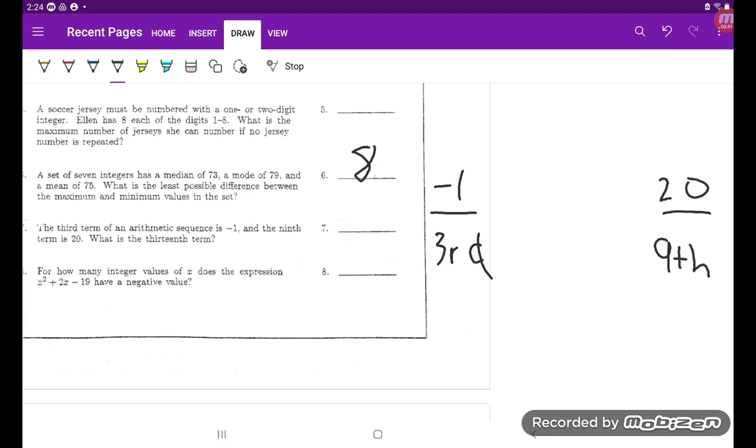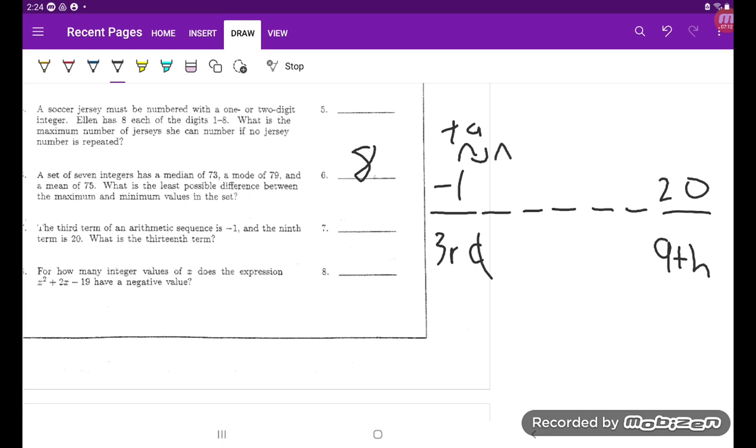So there should be, so that would be the 4th, 5th, 6th, 7th, and 8th. So in an arithmetic sequence, every time you go up a position, you add or subtract a certain number. We can see here, obviously, it's adding a number because it went from a negative to a positive. So just add a number. Let's just call it A.